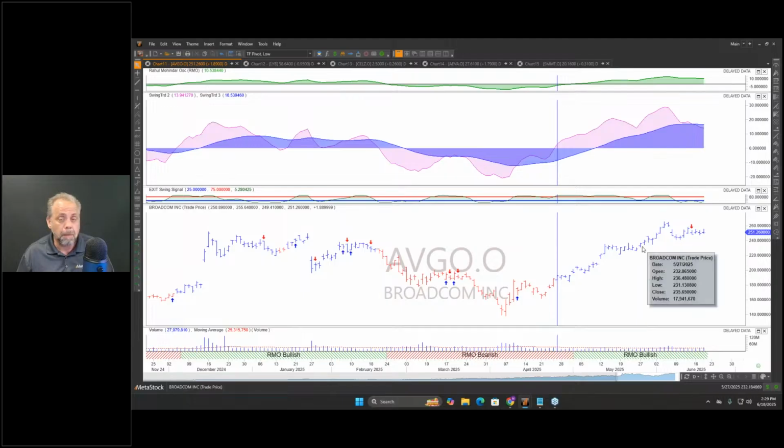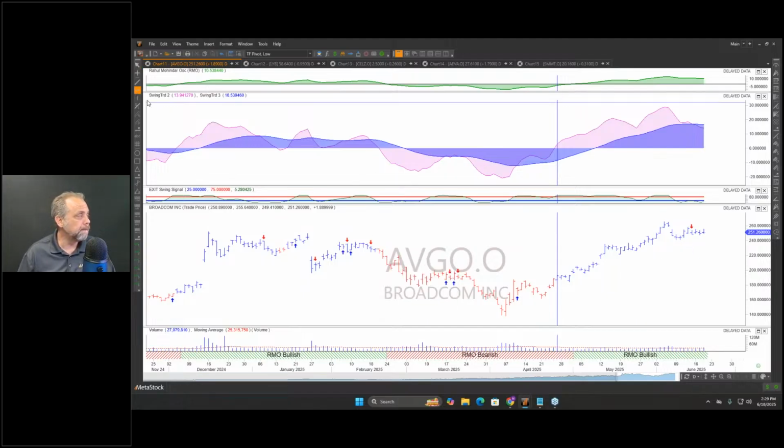As long as it says above zero, it's going to plot blue bars. As long as it's down below zero, like it is right here, it's going to plot short red bars. It's that simple.